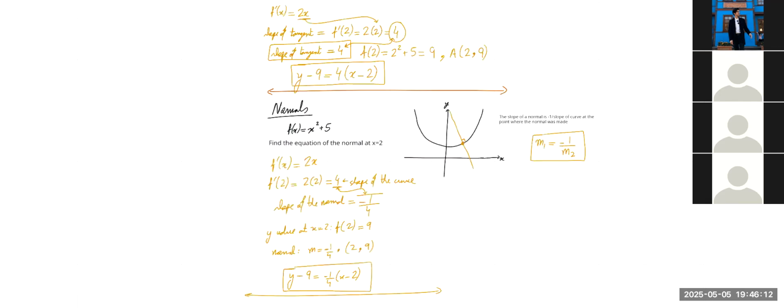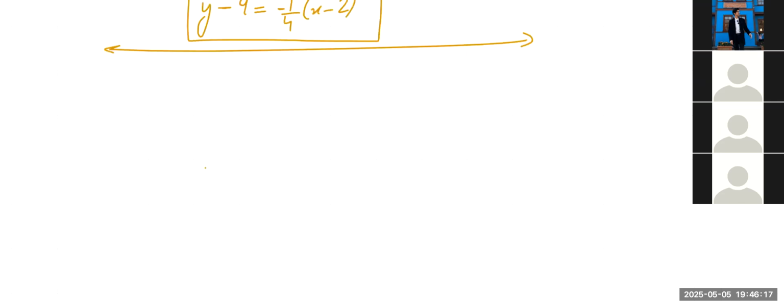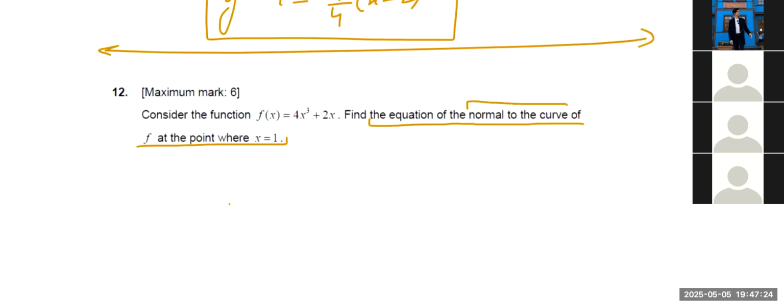Okay? Now with this said, we can look at one tough question. One of the questions that I gave you as homework. So we have a function and we want to find the equation of the normal to the curve of f at the point where x is 1. What does that even mean, right? Whenever you see normal to the curve or tangent to the curve, the first instinct needs to be where? At x equals 1. So you need to find the normal at x equals 1. That's the main goal. Everything else is gibberish.